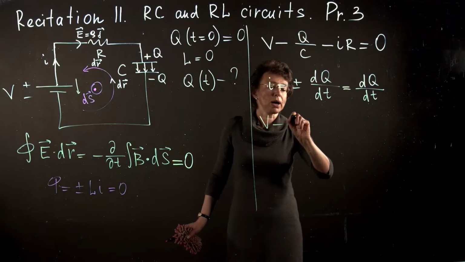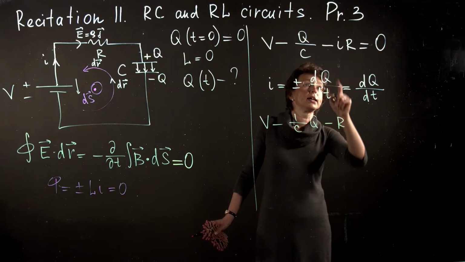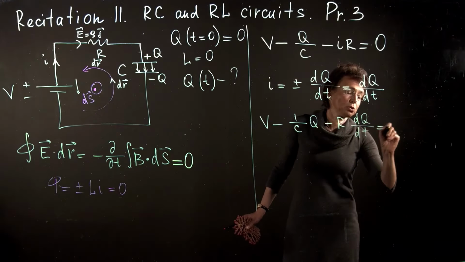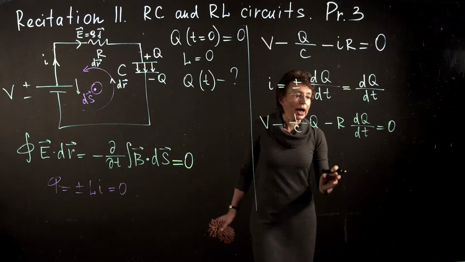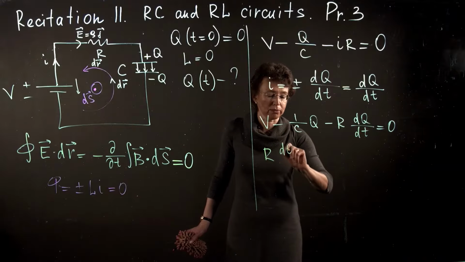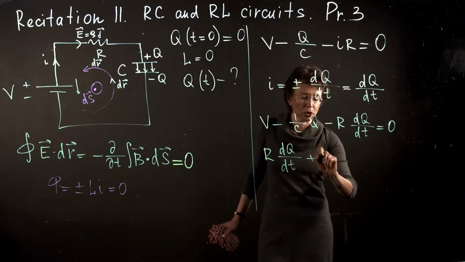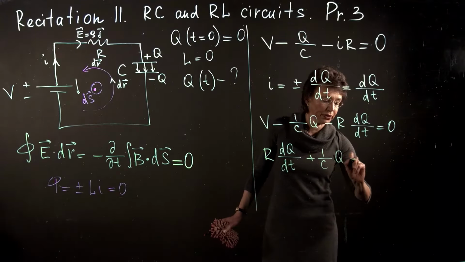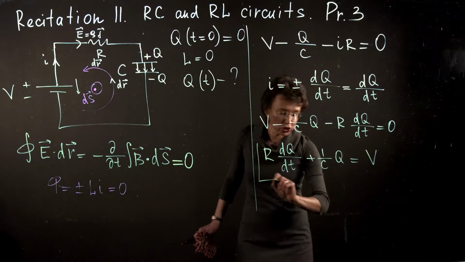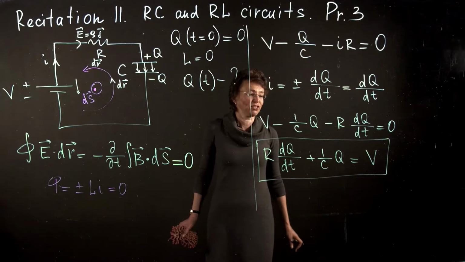And now I bring it into my equation. I have V minus 1 over C Q, and then I have minus R, I is dQ dt, and this is equal to 0. Now let's rewrite this equation. I always start with the highest order of the derivative, R dQ dt. We bring it to the right, plus 1 over C Q, and this is equal to V. This is the equation that describes the charge on the plate of the capacitor as a function of time.